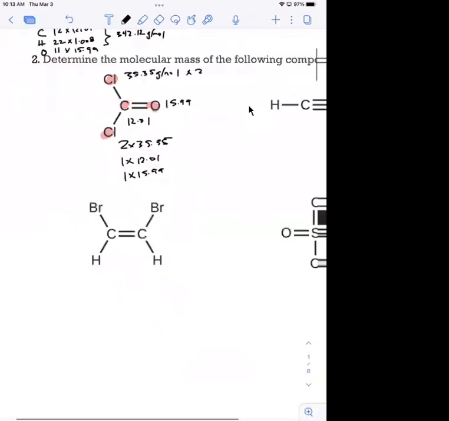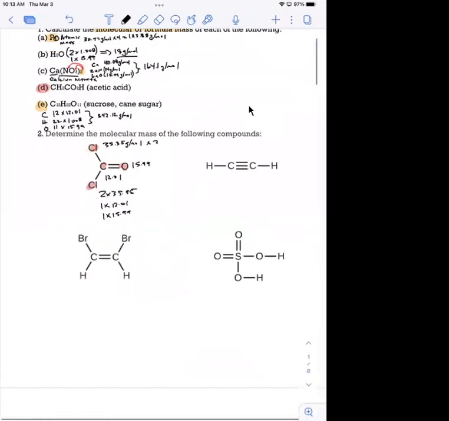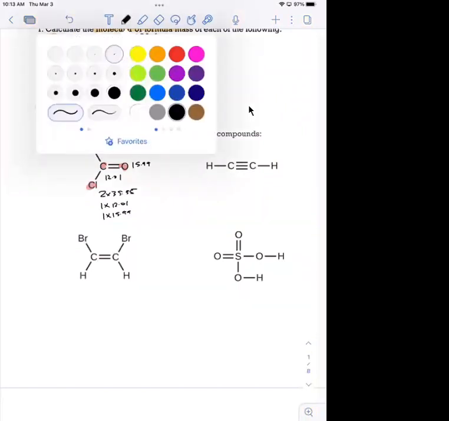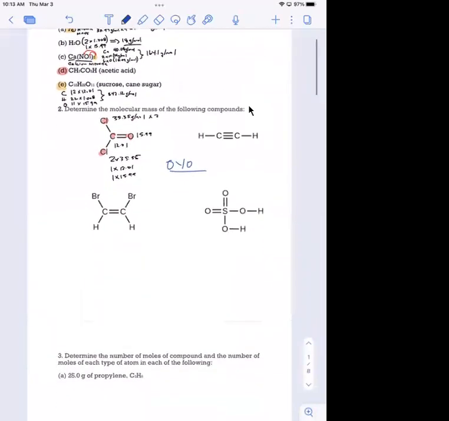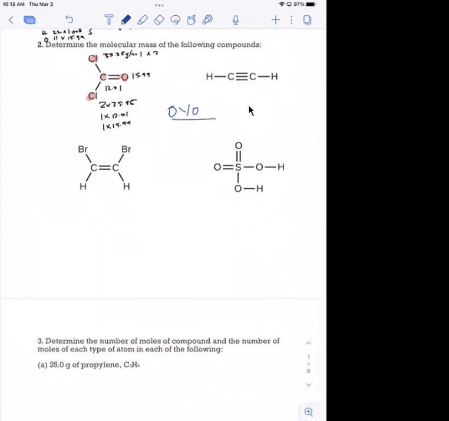All right, all of these are the exact same thing. This is just the Lewis form drawn out. So you can calculate these. I'm going to leave the other 3 for y'all to do on your own, because that's just a matter of looking up the atomic masses of the atoms and then summing everything up.